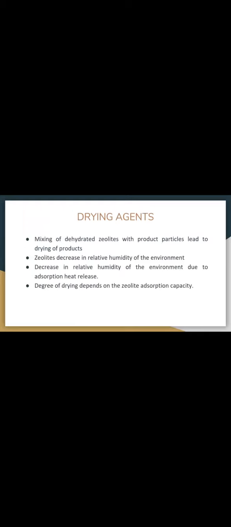As a drying agent, the dehydrated zeolites will be mixed with the product particles, leading to the drying of the product. Zeolite decreases the relative humidity of the environment and also increases the temperature. By decreasing the relative humidity, it will increase the drying process. The decrease in humidity is due to the absorption heat released by the zeolite. The degree of drying, or the process of drying, depends on the zeolite absorption capacity.